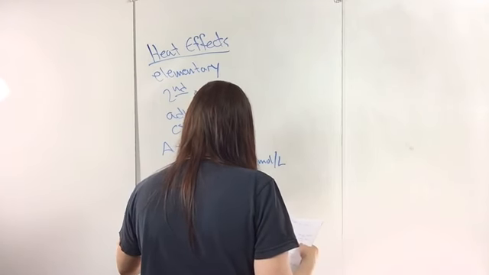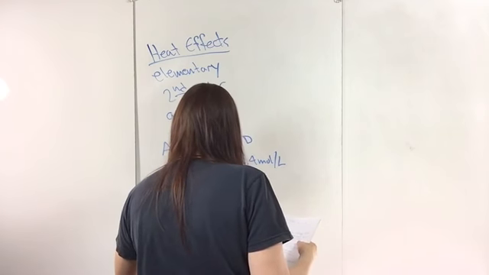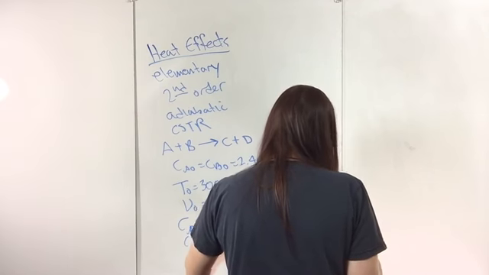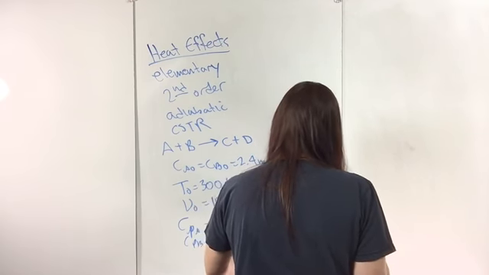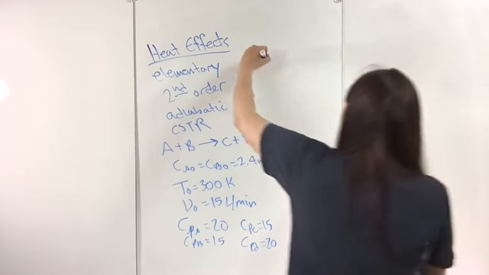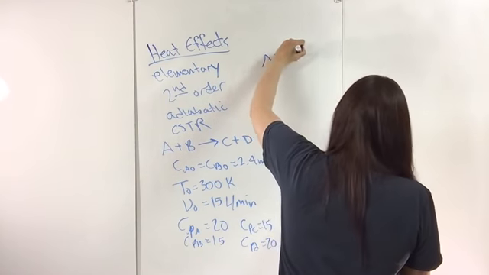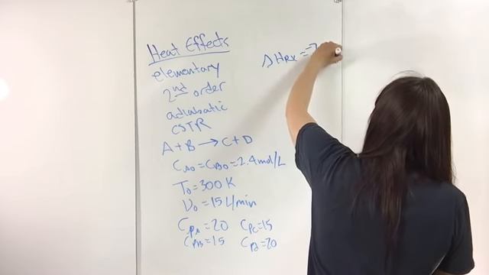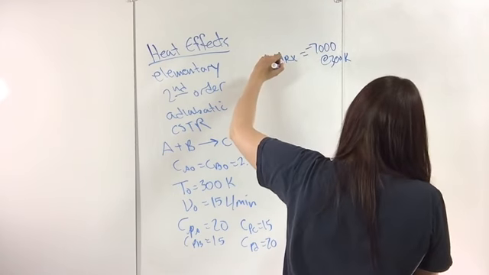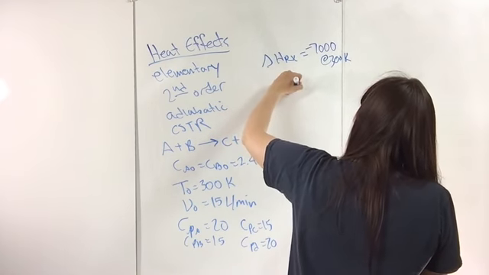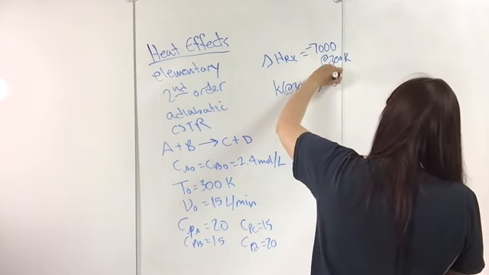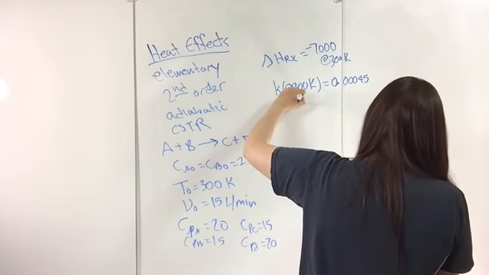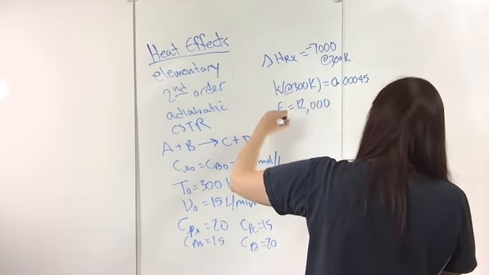And then CPA is equal to 20. CPB is equal to 15. CPC is equal to 15. And CPD is equal to 20. And then also the heat of reaction is equal to minus 7,000 at 300 K. K at 300 K is equal to 0.00045. E is equal to 12,000.